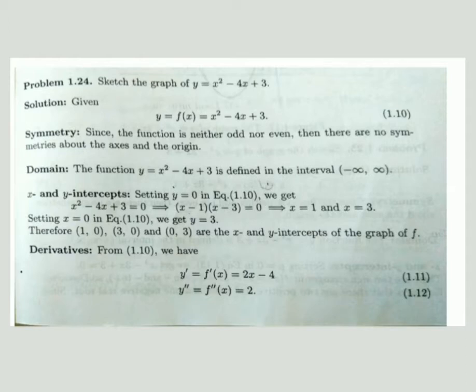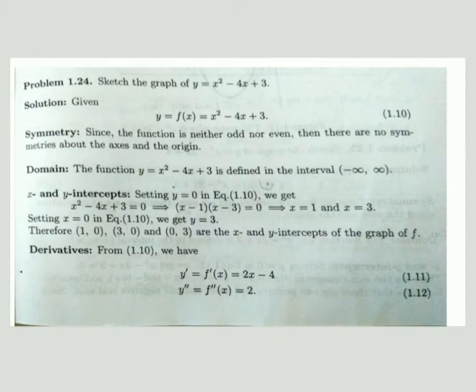So next, what about the domain? Observe that the function x square minus 4x plus 3 is defined everywhere in R, the set of all real numbers. Otherwise we can say that it is defined in the interval minus infinity to plus infinity. So that is the domain of the given function. Let us move to the x and y intercepts.